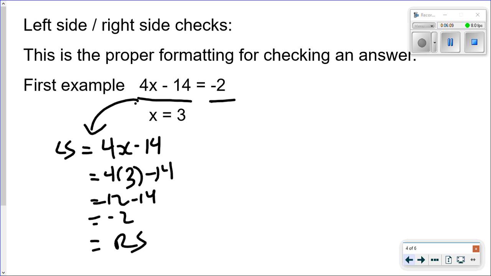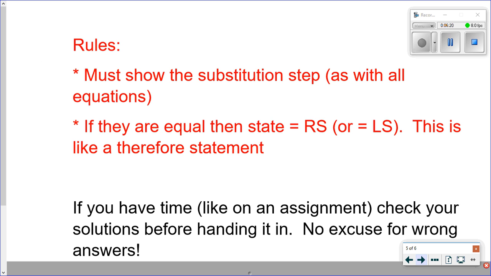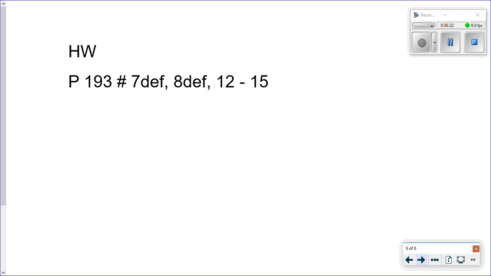So talking about that left side, right side thing, here I said that my left side equaled blah, blah, blah math. I found out that my -2 equaled the right side of the equation. I put in equals the right side just to specify. And that's it, guys. There's today's homework.